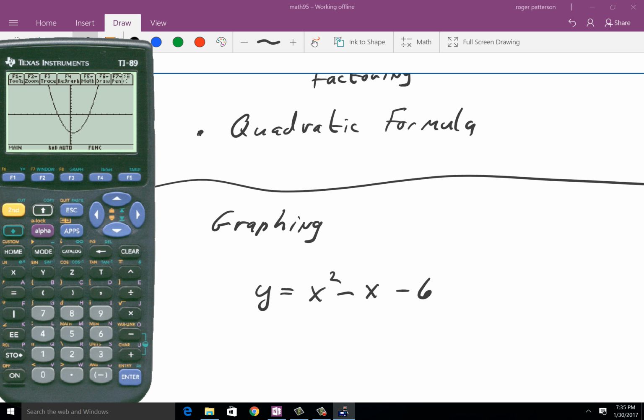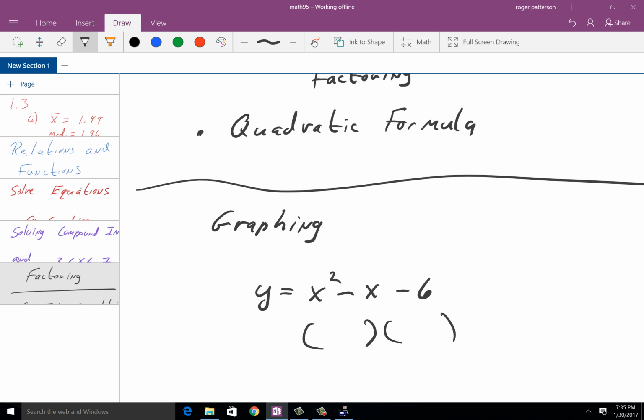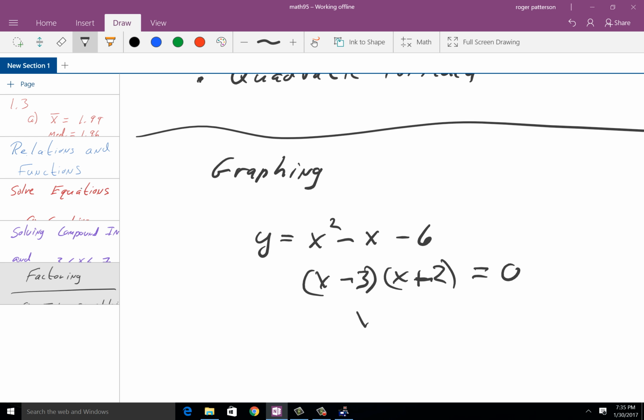The answer to this, if we factored this, x, factors of 6 that would give us a negative 1, what would that have to be? What are factors of 6? 2 and 3. Okay. So which one's going to be negative? Right. So if I set this equal to 0, then using the zero product property in factoring, my answer is going to be what? 3 and negative 2.